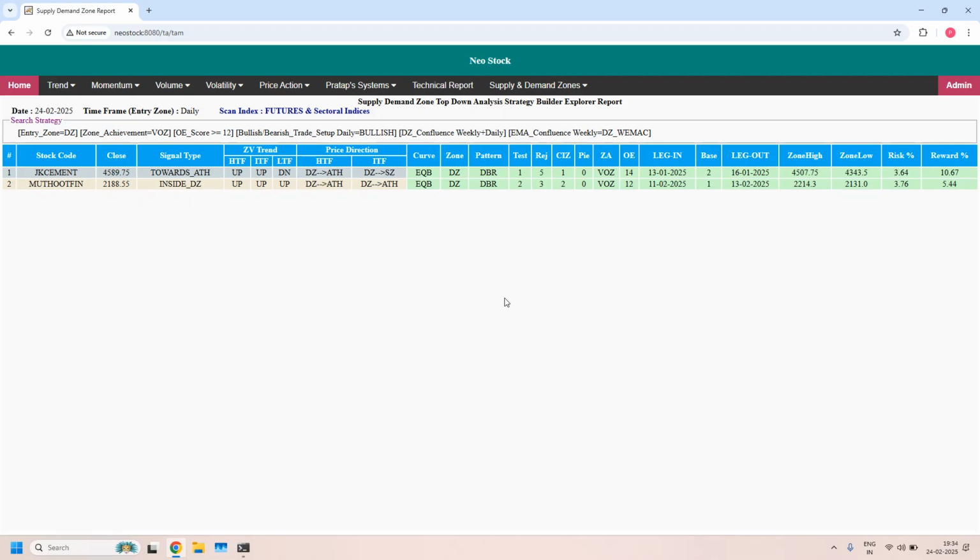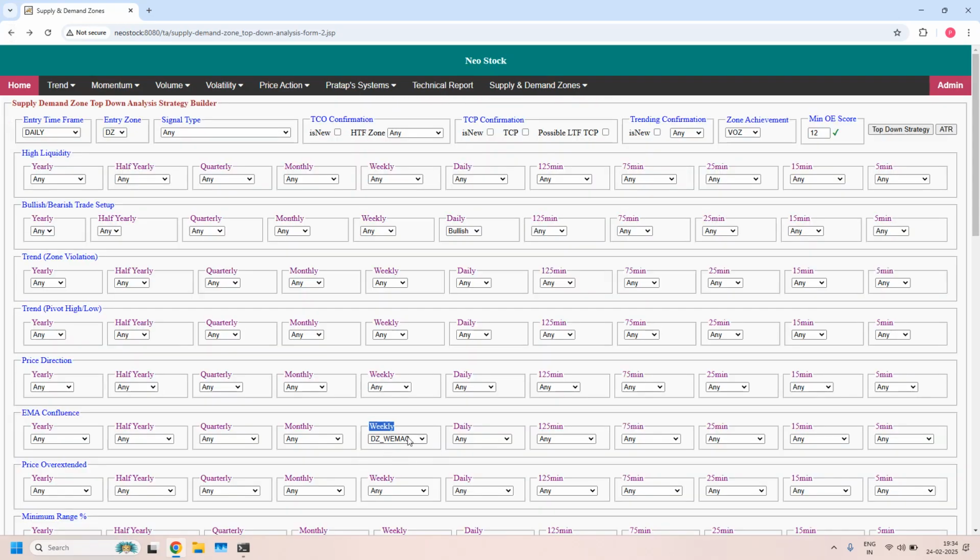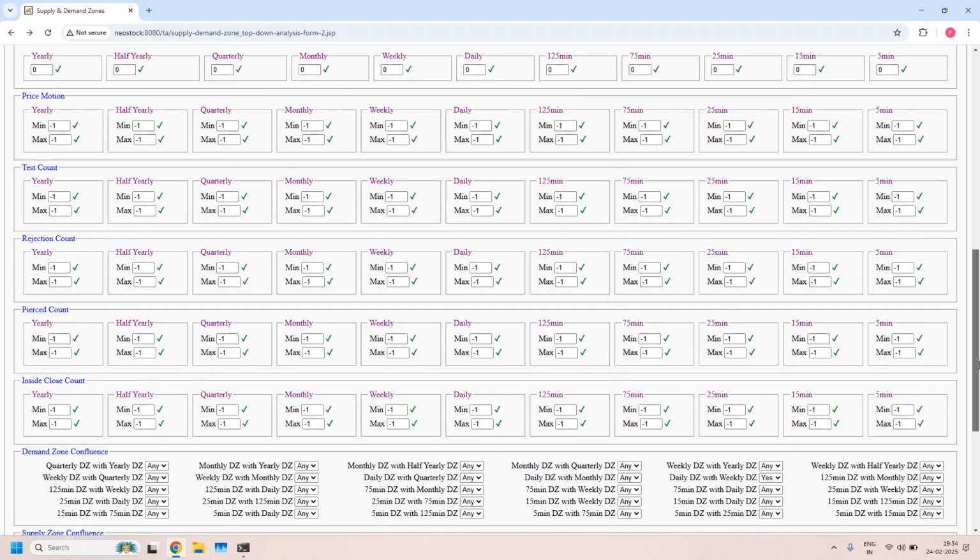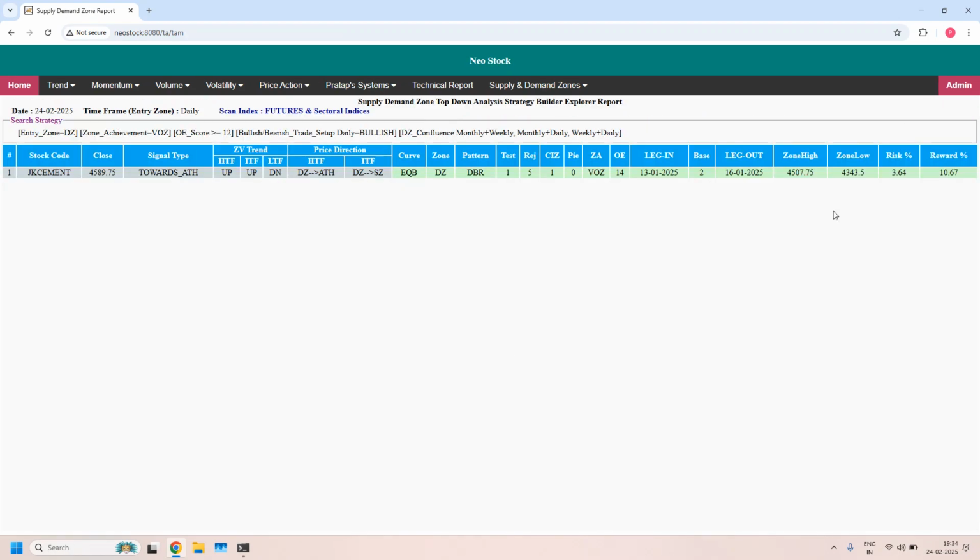Okay, next we will look into LTF, ITF and HTF demand zone confluence. Removing EMA filter. In the demand zone confluence, already we set daily with weekly. Next, daily demand zone with monthly demand zone confluence, weekly demand zone with monthly demand zone confluence. With all the three filters, we got only one stock. So in this stock, this daily demand zone is overlapped with weekly, both together again overlapped with monthly demand zone, and monthly trend is up.